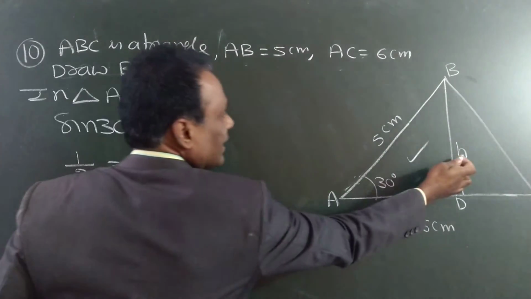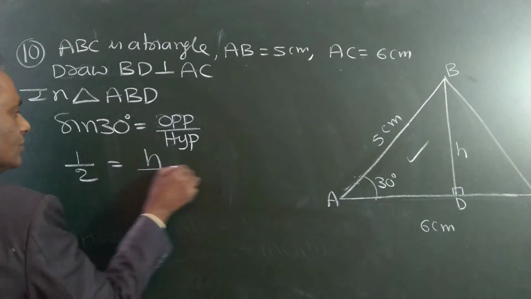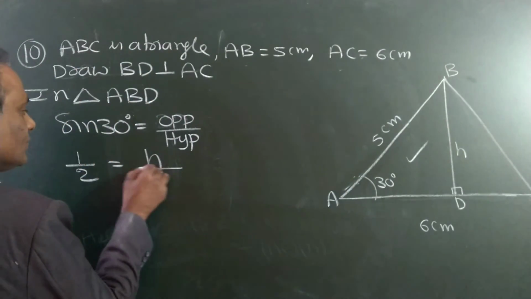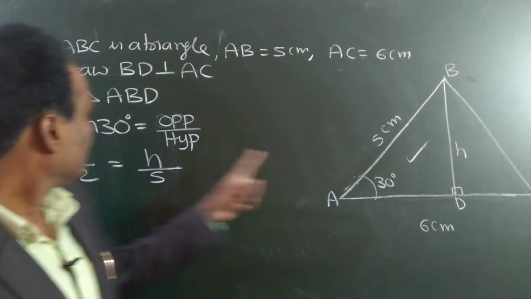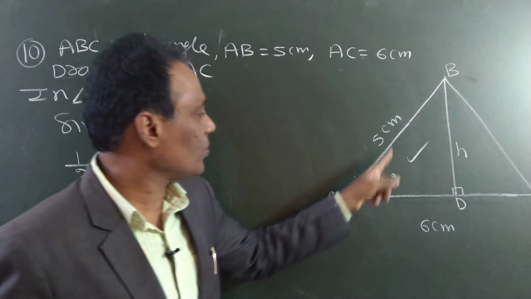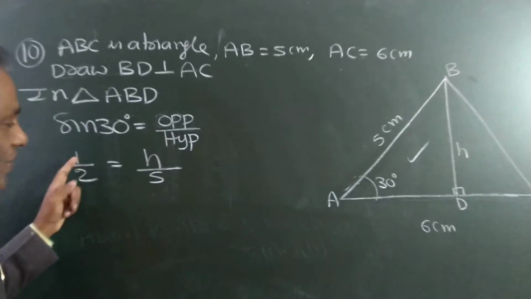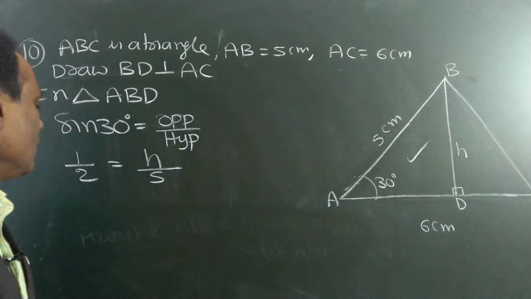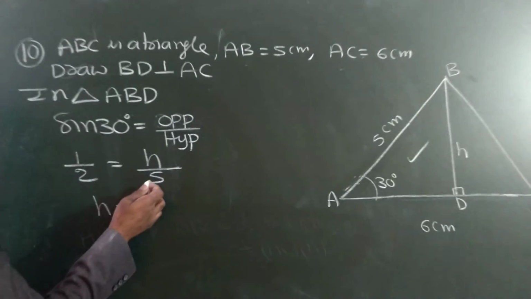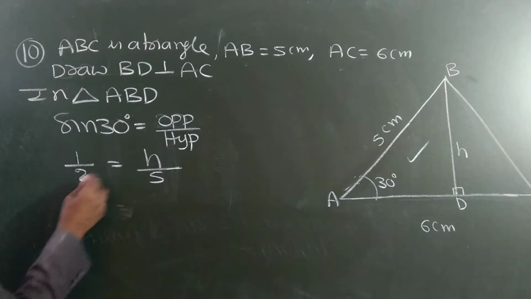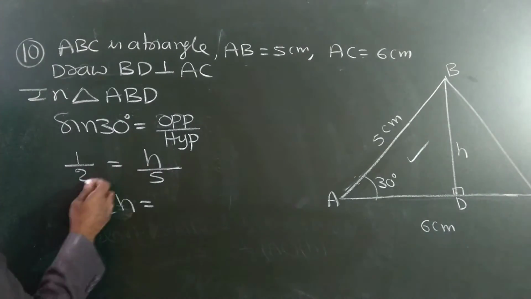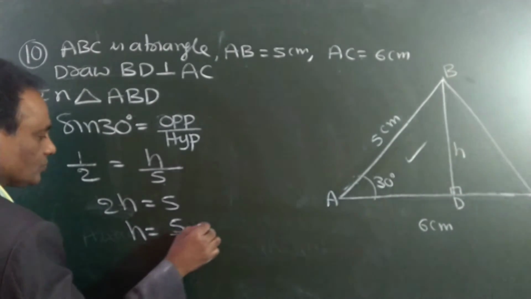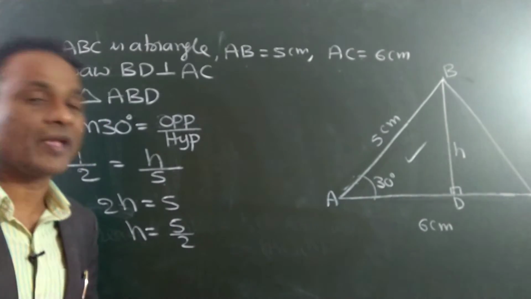What is the opposite side? H. Opposite by hypotenuse, phi. Sin 30 is equal to opposite by hypotenuse. Sin 30 value, see the table, 1 by 2. What is the opposite side? H. Hypotenuse, phi, it is given. So, H is equal to phi to the right, or cross multiply: 2 into H, 2H is equal to phi. H is equal to phi by 2. H is equal to how much? 5 by 2.